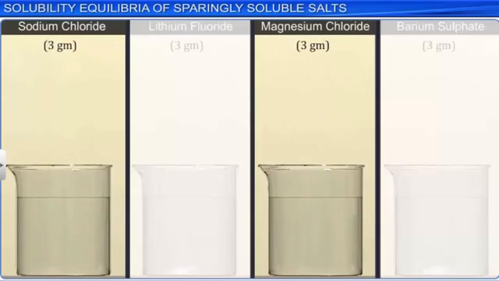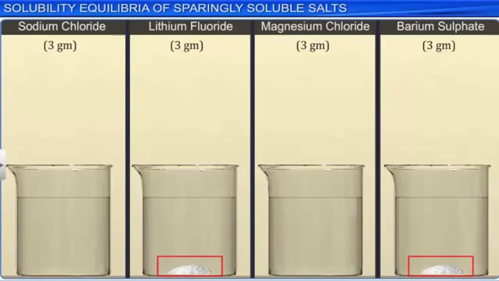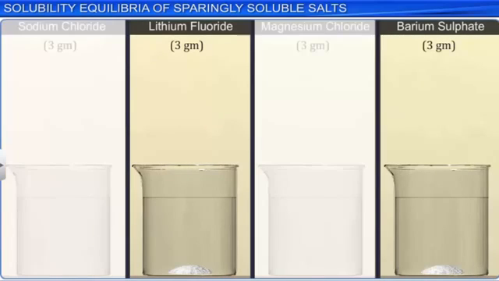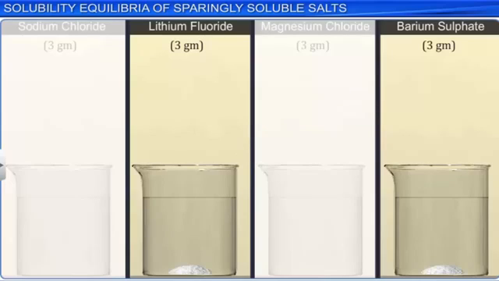You observe that the salt in the beakers containing the solutions of sodium chloride and magnesium chloride dissolve completely, while the other 2 beakers still contain large amount of undissolved salt. From this, we can conclude that all the salts are not soluble in water to the same extent. Salts like lithium fluoride or barium sulfate, which show little solubility in water, are commonly termed as sparingly soluble salts. Do you know why all the salts are not soluble to the same extent in water?